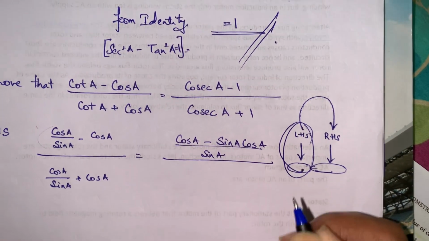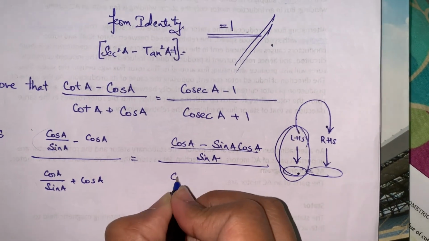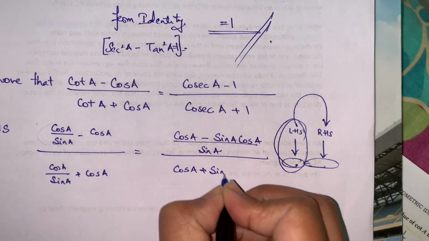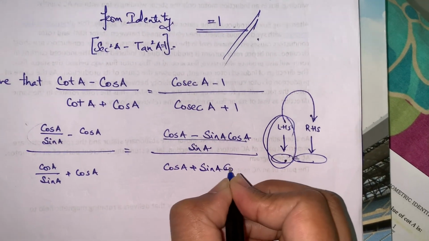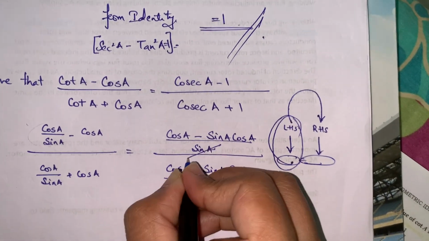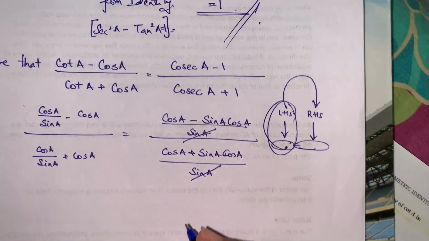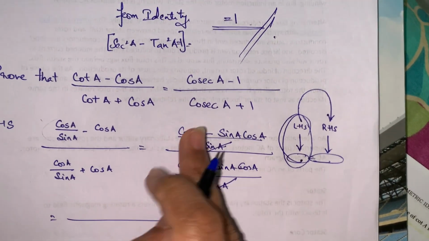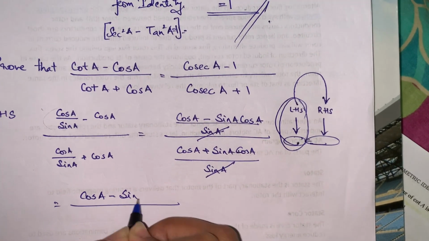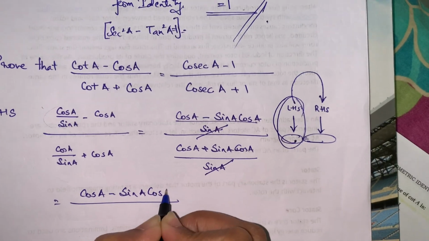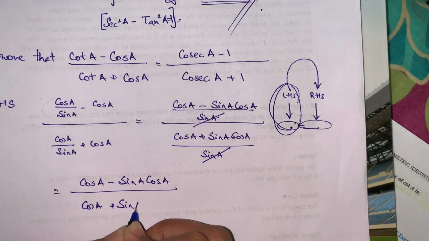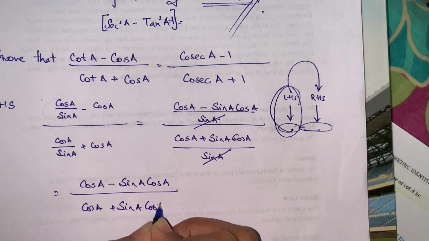sin A would remain here. Then I have this, which is cos A. It's exactly the same, there's only a sign difference. Sin A cos A by sin A. The denominators are same, so they'll cancel each other. I am left with cos A minus sin A cos A by cos A plus sin A cos A.